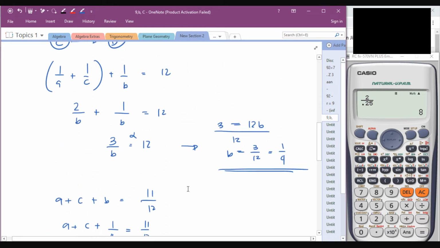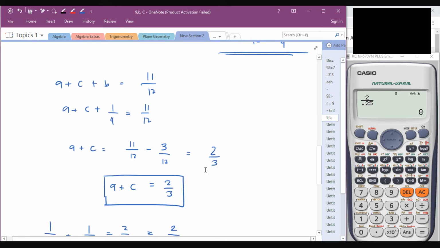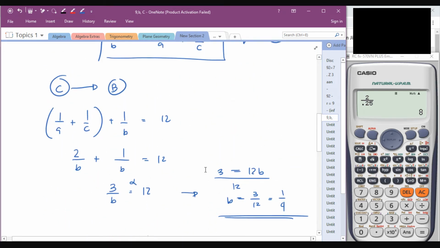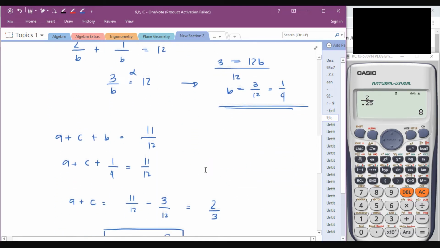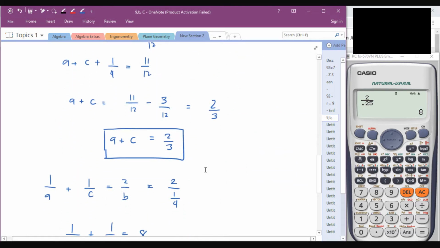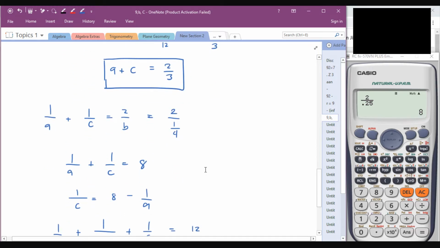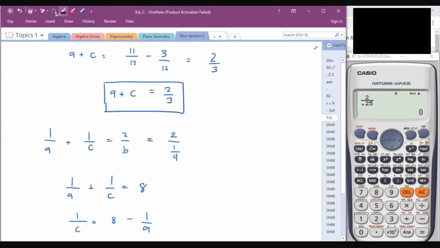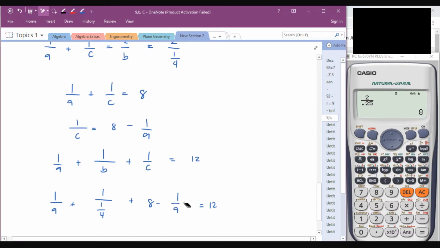Hindi dapat makancel si 1 over A. So, may 1/4 ka na ba? May 1/4 na si B. Okay. Pwede ko pala ipasok yung value ng A to C. A plus C. Dito kay C.